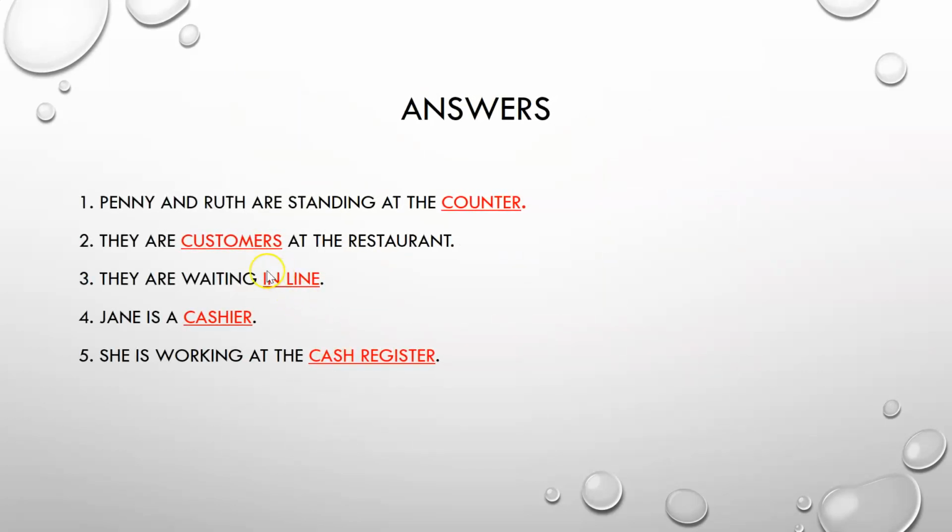Okay, here are the answers. I will read them. Please repeat after me. 1. Penny and Ruth are standing at the counter. 2. They are customers at the restaurant. 3. They are waiting in line. 4. Jane is a cashier. 5. She is working at the cash register.